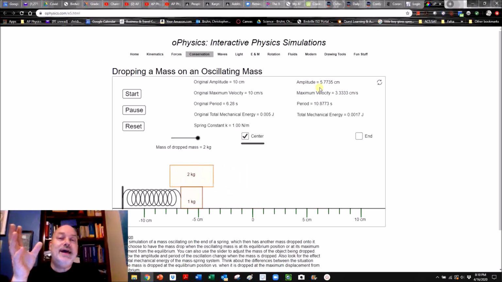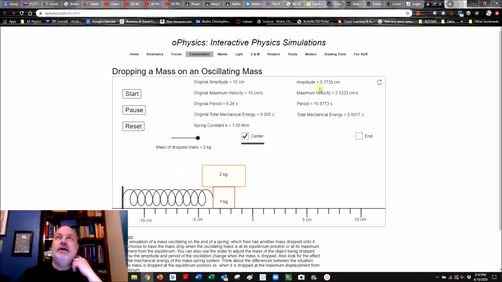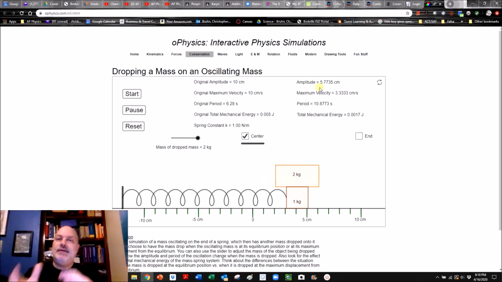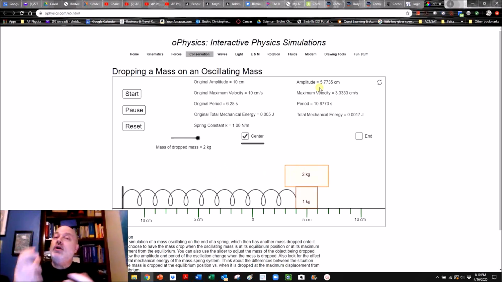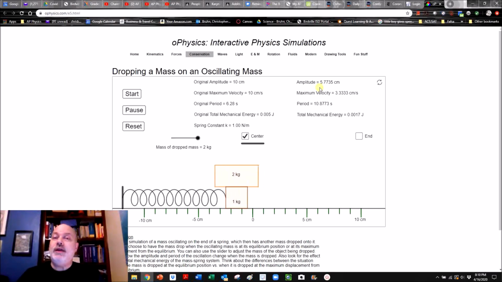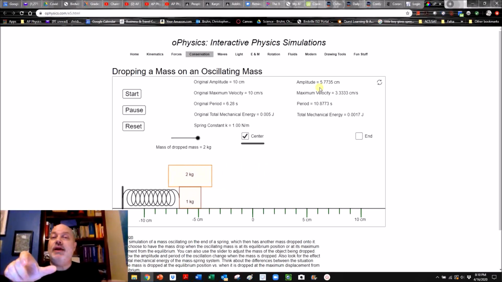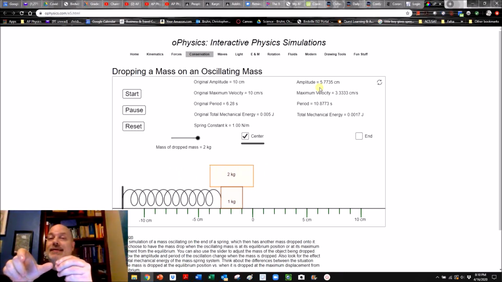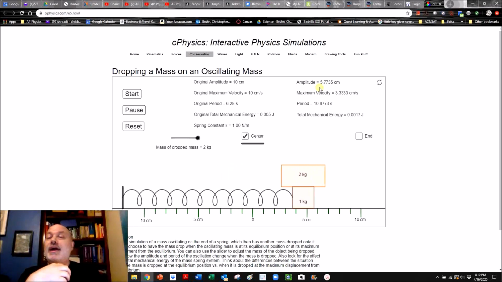Now, College Board likes to have these questions where they group different parts of physics together. So we're going to work some sample problems, and one of them will be where we have a mass on the end of a spring and another mass comes along and hits it, and they link together and then oscillate.